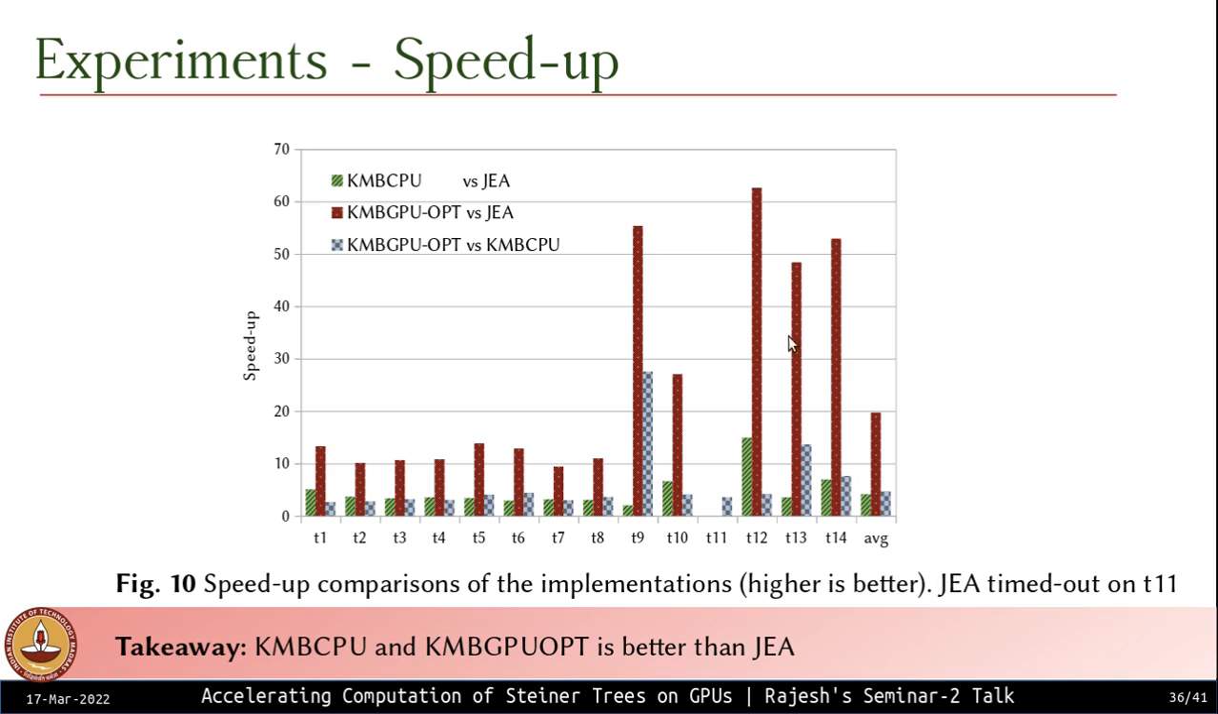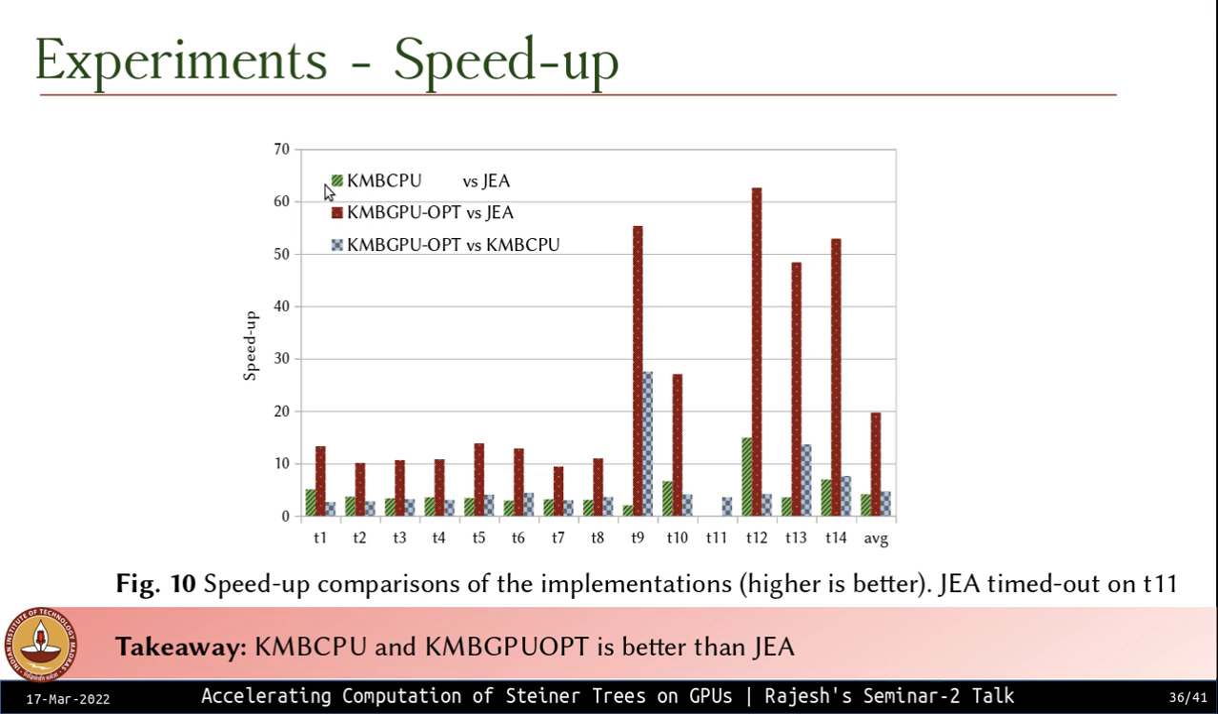Notice that consistently both our CPU implementation and GPU implementation performed better than JEA in terms of running time. For example, if you look carefully, for T11 instances JEA actually timed out. The timeout we had is 30 minutes, which is the hard timeout that the Pace Challenge organizers kept for their challenge, and we have replicated the same in our setting as well.